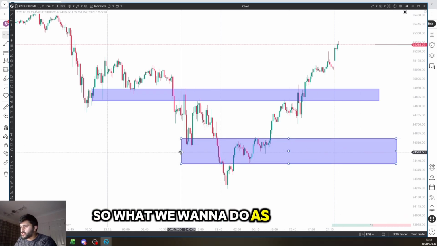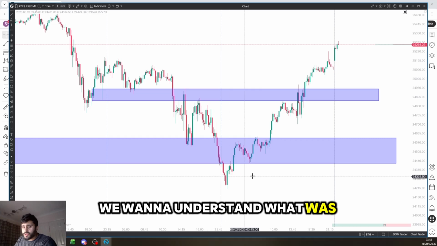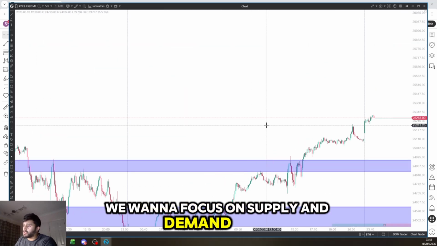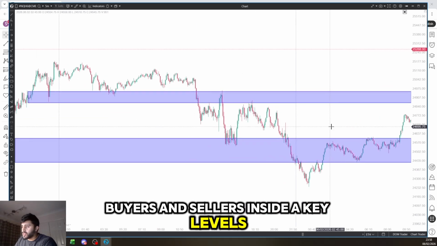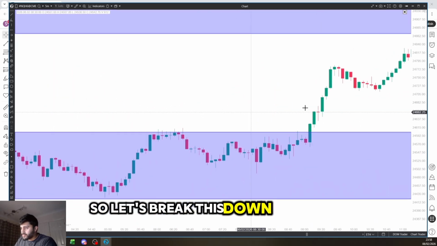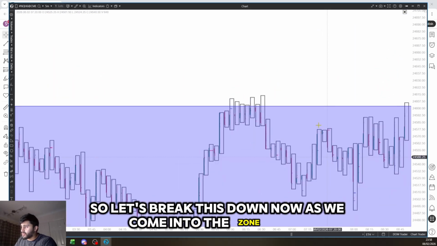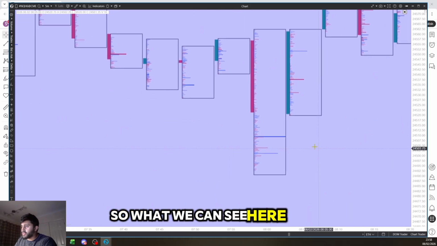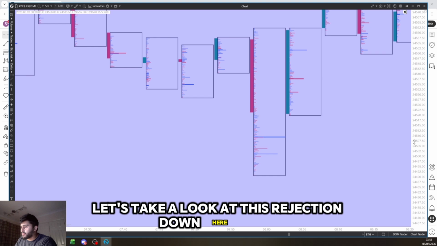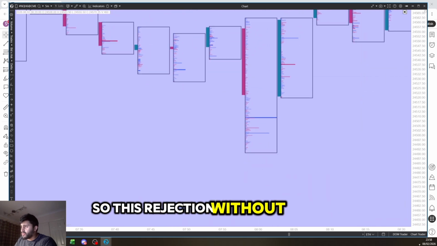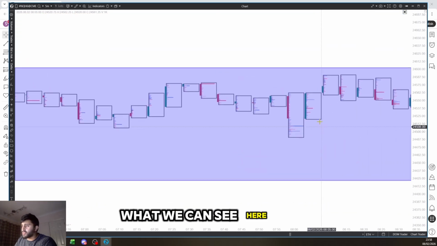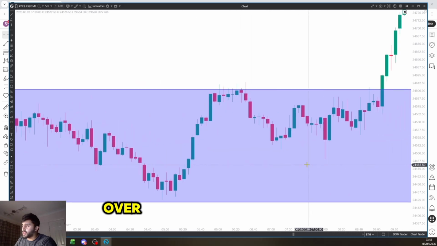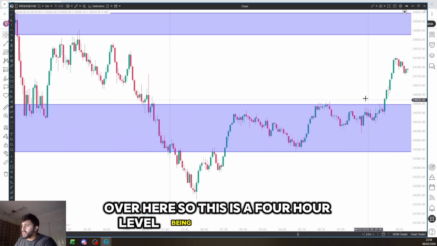What we want to do as traders is understand what was going on inside of these levels. We want to focus on supply and demand, buyers and sellers inside of key levels. So let's break this down. As we come into the zone, we're only interested in reading buyers and sellers. Let's take a look at this rejection down here. Without looking at the numbers, we can see a ton of aggressive buyers, or blue delta, coming into the market over here. So this is the 4-hour level being respected.